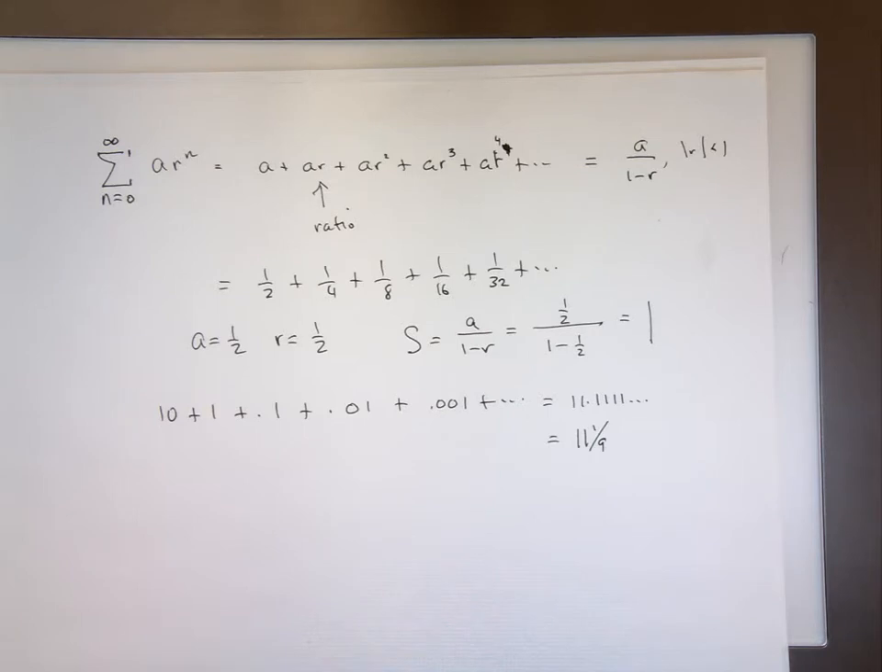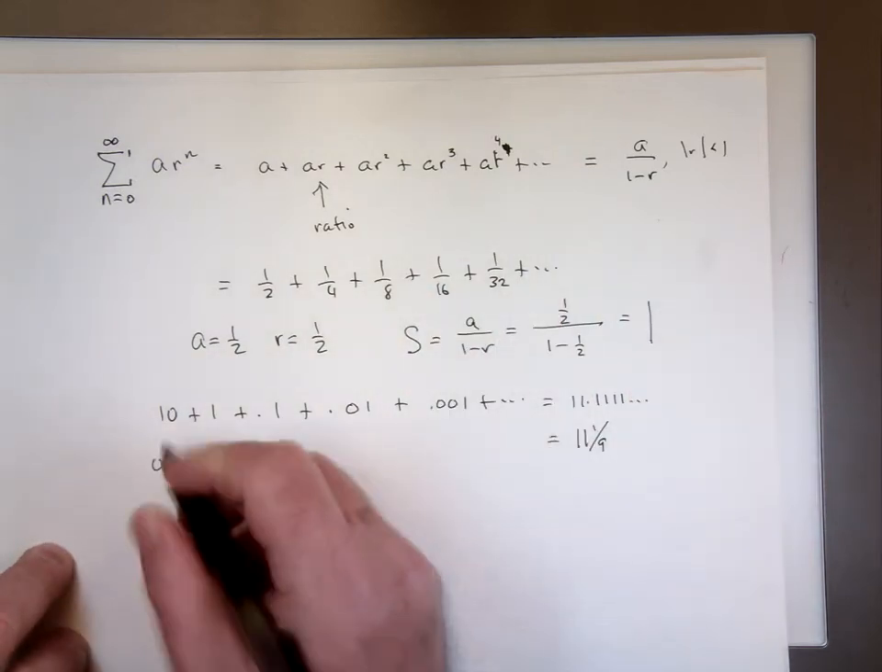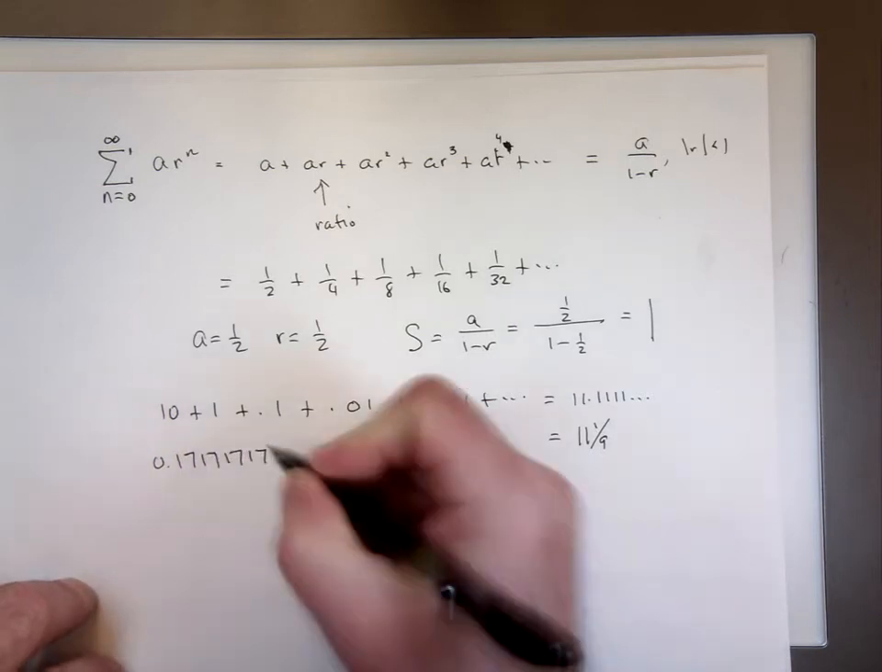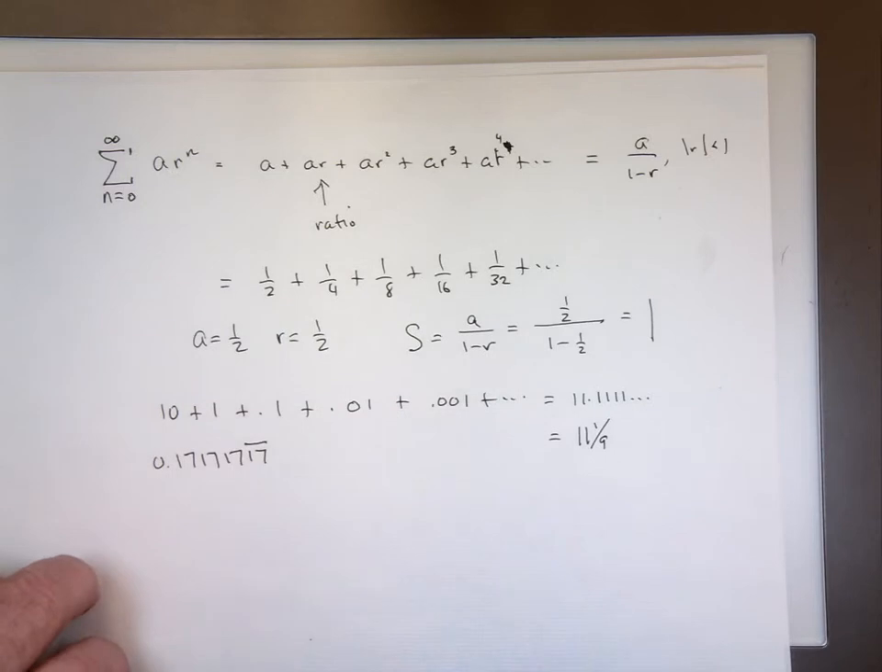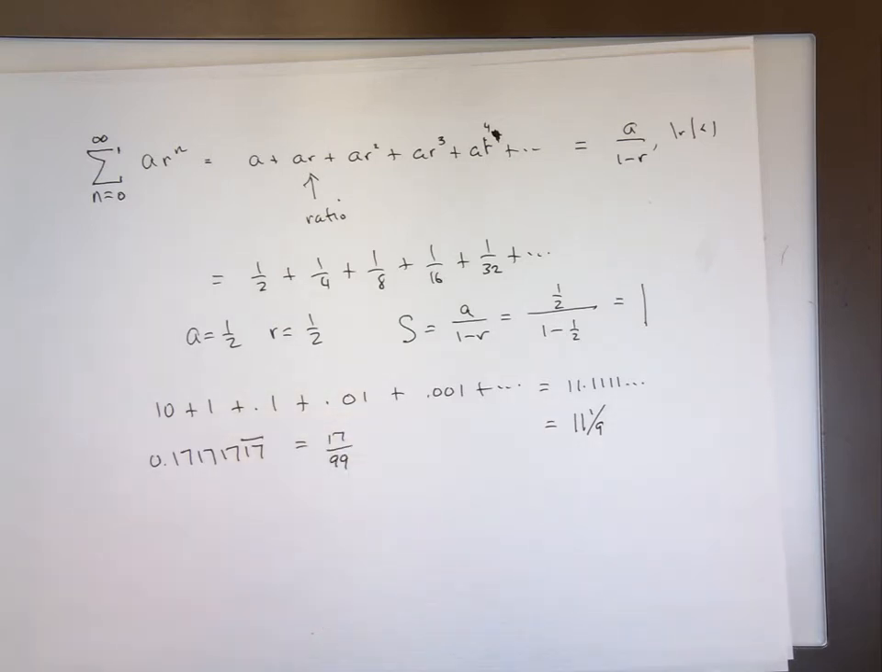0.999 repeating is equal to 1. What about this one? When we repeat a single digit, 0.111 is 1/9, 0.222 is 2/9, etc. What about when you repeat two digits? 0.171717 repeating. What's that equal to? 17 over 99. You bet it is, Dan. If you repeat two digits from the decimal, it's going to be those two digits over 99.